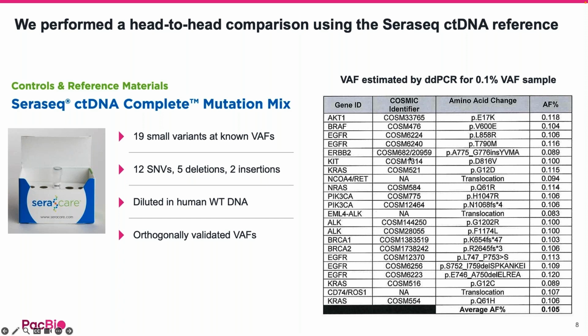So that's what I'm showing here on the table on the right. For each variant, you see the estimated allele frequency by digital PCR. And this is critically important because in order to determine how well we are doing, we need to have a really clear idea of what is present in the sample for us to detect.